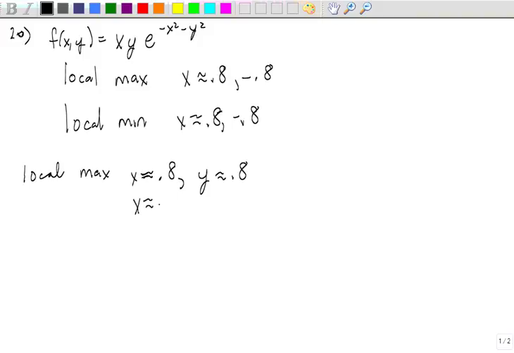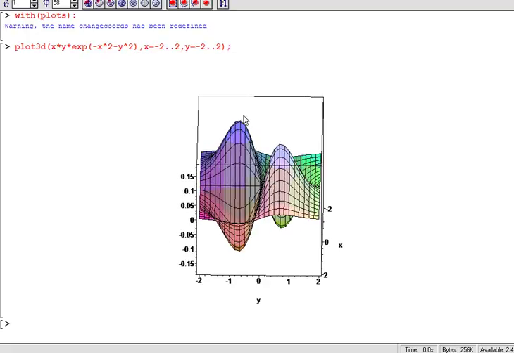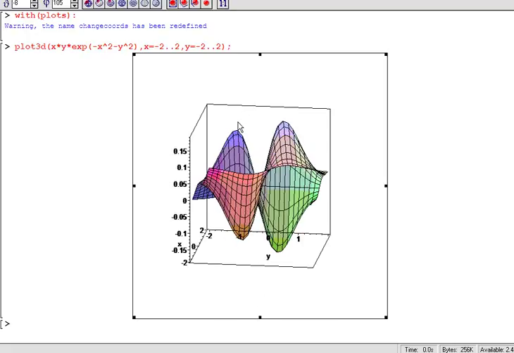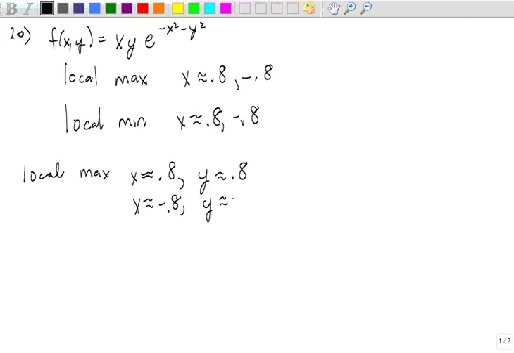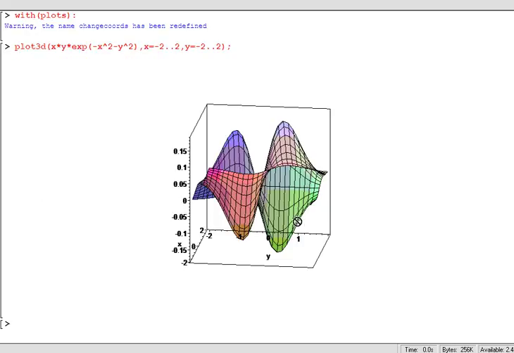And when x is negative 0.8, then y is about, okay, it's right here, so y is about 0.8. It's right there. Y was about 0.8. And z was about 0.2. We'll go back and look at that. I messed this up.